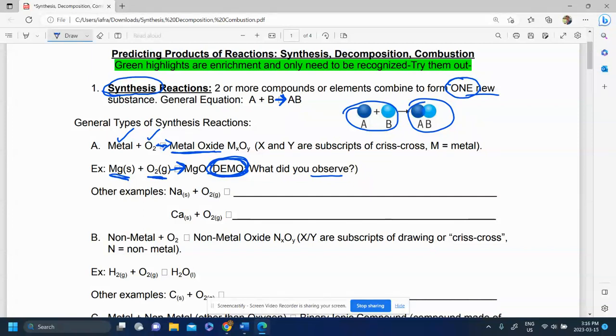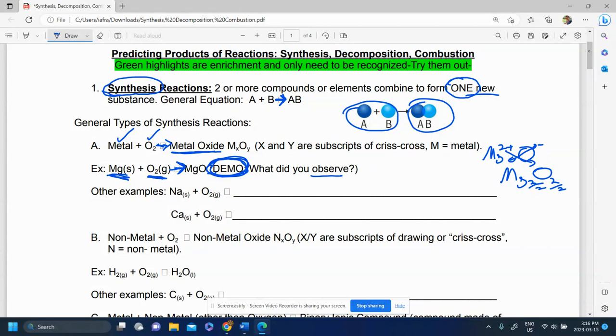So how do you find the formula? You just need the crisscross between the metal and oxygen. So for example, when I had magnesium and oxygen, to find MgO, I simply did Mg 2 plus, because of the periodic table, O 2 minus, crisscross it, I get Mg2O2, and you divide by 2 to reduce, and you get MgO.